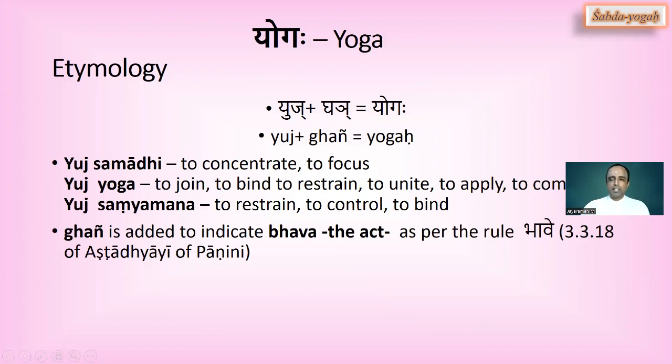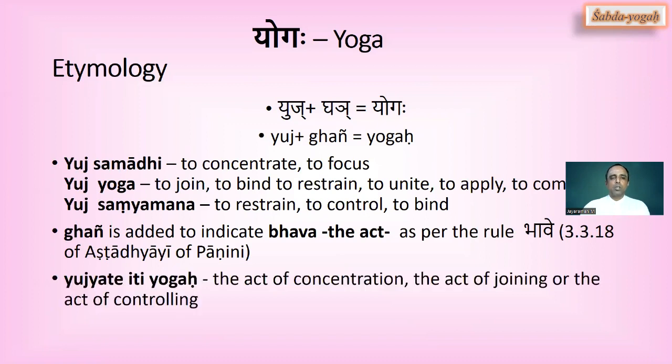This suffix ghaī is added to indicate the bhavartha, which is the act, the kriya alone. So as per the grammatical rule bhave in Ashtadhyayi Sutra, yujyate iti yogaha, that will be the derivation of the term, the derivative statement, which means the act of concentration, if we go by yuj samadhi, the act of joining, or the act of controlling, restraining, etc. That would be the meaning of the word yoga as per the etymology.